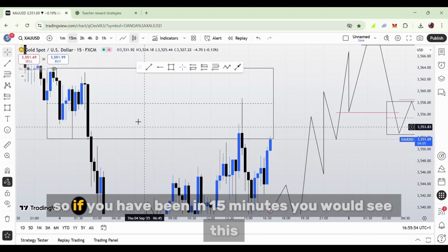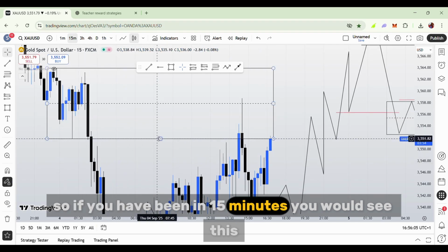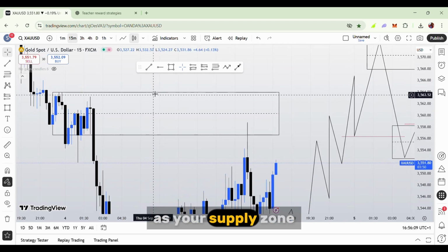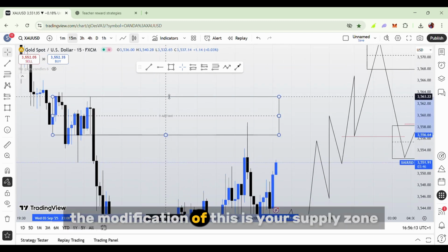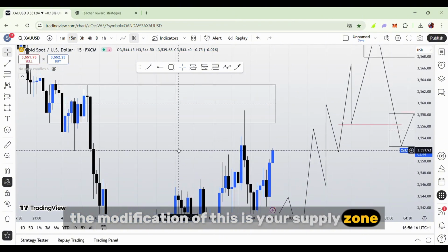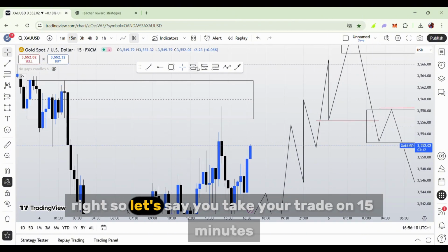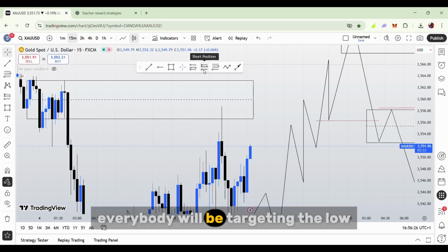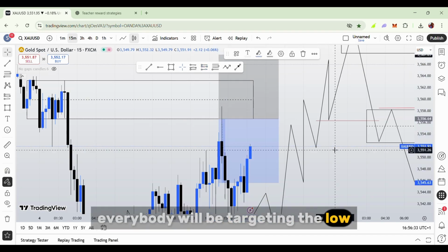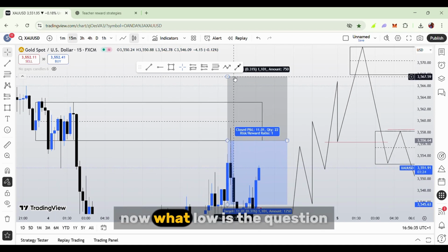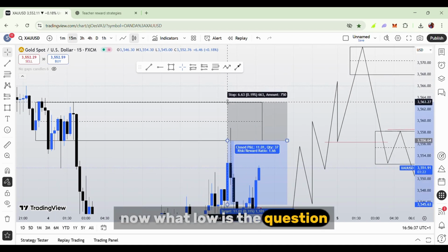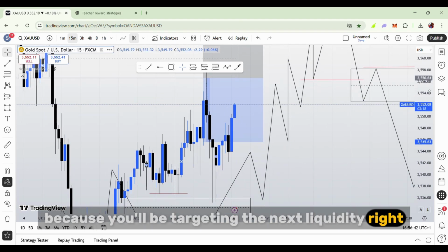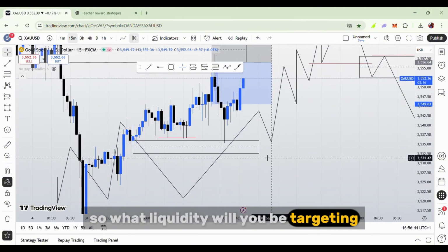So if you have been in 15 minutes, you would see this as your supply zone. The modification of this is your supply zone, right? So let's say you take your trade on 15 minutes. Everybody will be targeting the low. Now, what low is the question? Because you'll be targeting the next liquidity, right? So what liquidity will you be targeting?